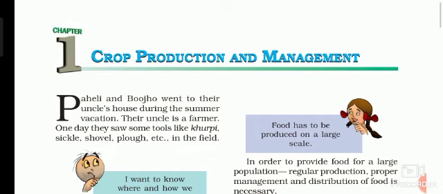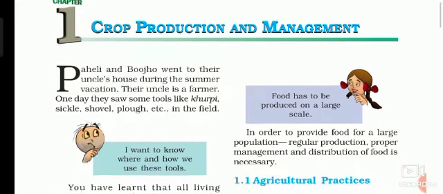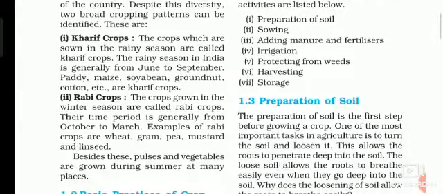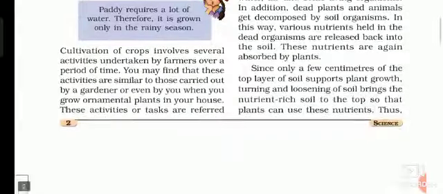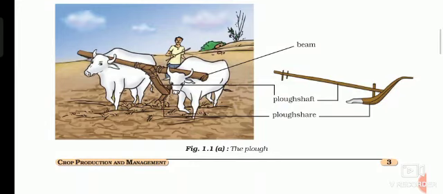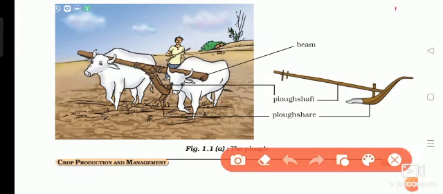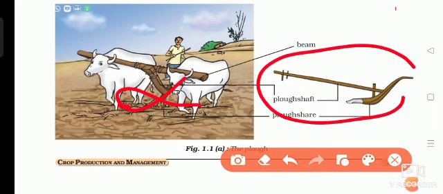In order to proceed in this chapter, first we need to prepare a title page for it. For that purpose, you will write its name in bold and capital letters, and then you will draw any of the diagrams given in this chapter. For example, you are given figure 1.1a, which is a plow. You can draw this plow and not this farmer. This need not be drawn. This is the plow and this can be drawn.